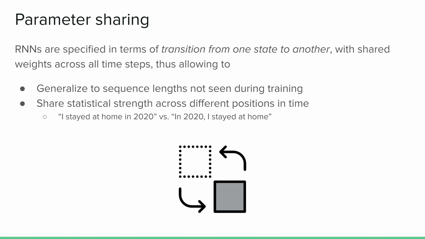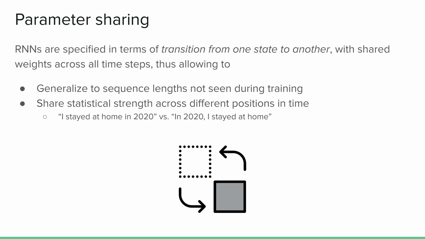So what does that mean? When we take a look at multiple things that appear next to each other, we do not care where they happen, but we do care that they appear in a certain order. For example, "I stayed at home in 2020" should allow the network to interpret it in the same way as "In 2020 I stayed at home", because "in 2020" comes together and "I stayed at home" comes together.